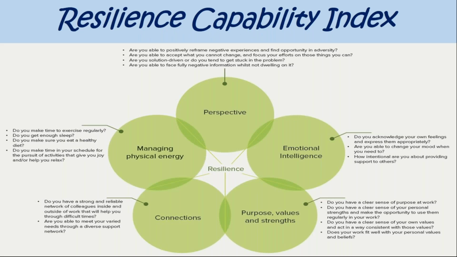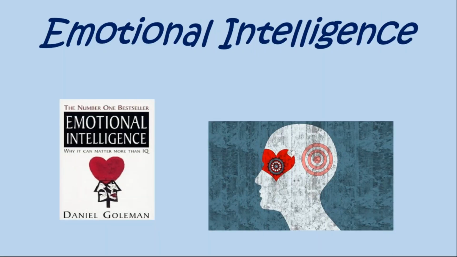So that was perspective. The next capability as we move round the model is emotional intelligence. We first heard about emotional intelligence in the 1990s. It was Daniel Goleman who popularised this term in his book called Emotional Intelligence, and that was back in 1995. I remember when it came out, and I'm sure some of you will have come across it and read it.